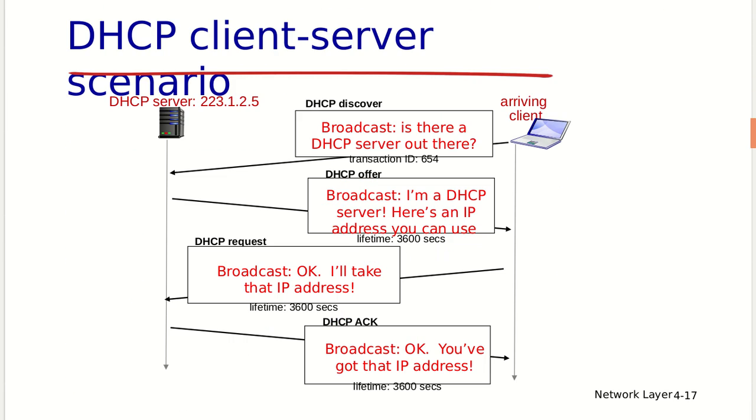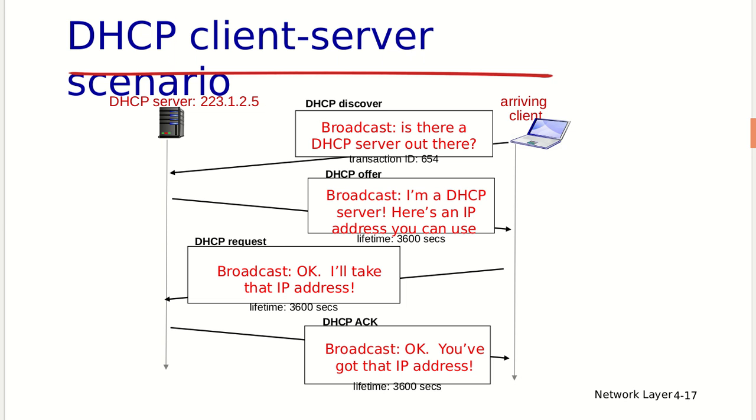This is the actual 4-step scenario. Okay, so first of all, you have your DHCP server on 223.1.2.5. You have an incoming client. The client, as soon as it connects to the network, sends out a broadcast. Okay, broadcast basically means that the packet is delivered to all the systems on that network or on that subnetwork. Okay, and the broadcast is asking this question: is there a DHCP server out there? Okay. The DHCP server listens to this incoming broadcast and says, yes, I am a DHCP server. Here is an IP address that you can use.